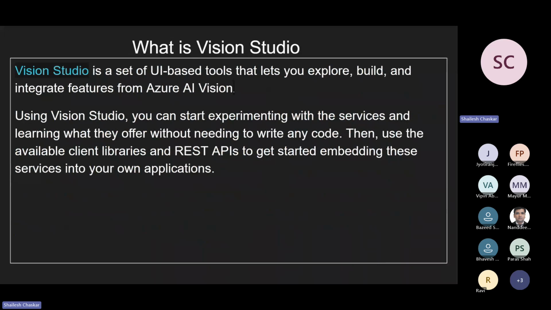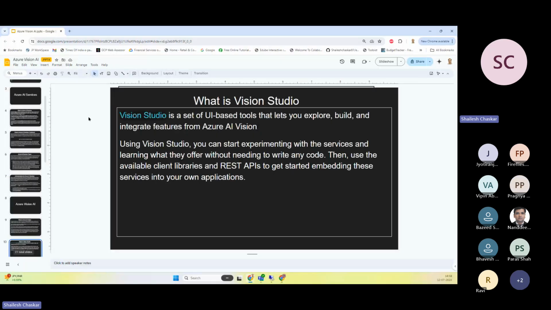Simple as if you have an image where you have to read the text, just go to Azure Vision Studio. There is an image reading service. Just go and use that OCR, and it will help you to read the text from the images. Then use the available client library or API to get started embedding this service into your own application. That's the SDK part which we talked about. Let me show you the Vision Studio.